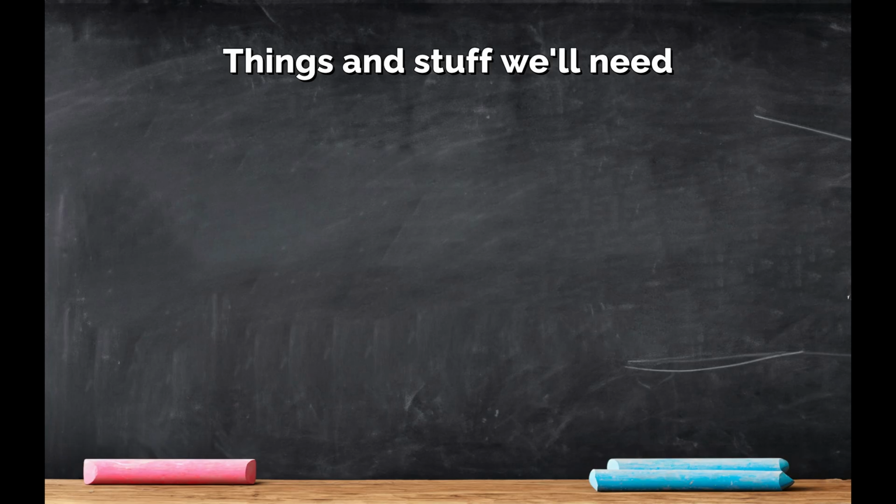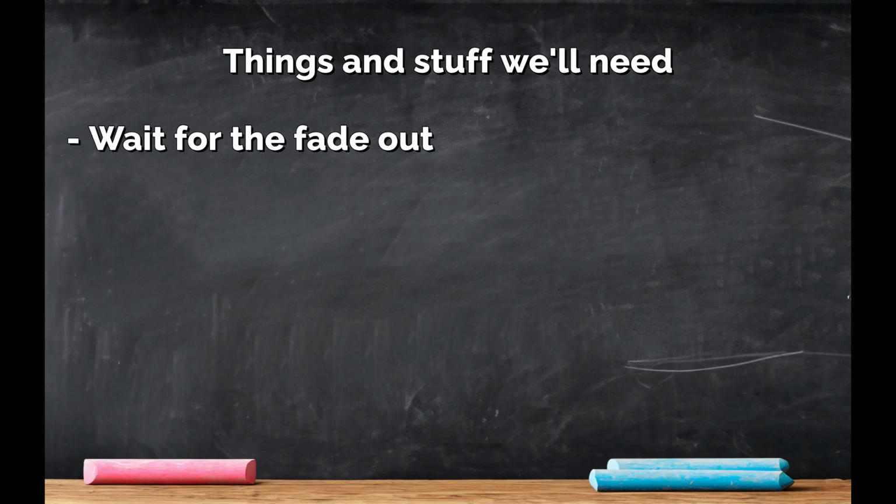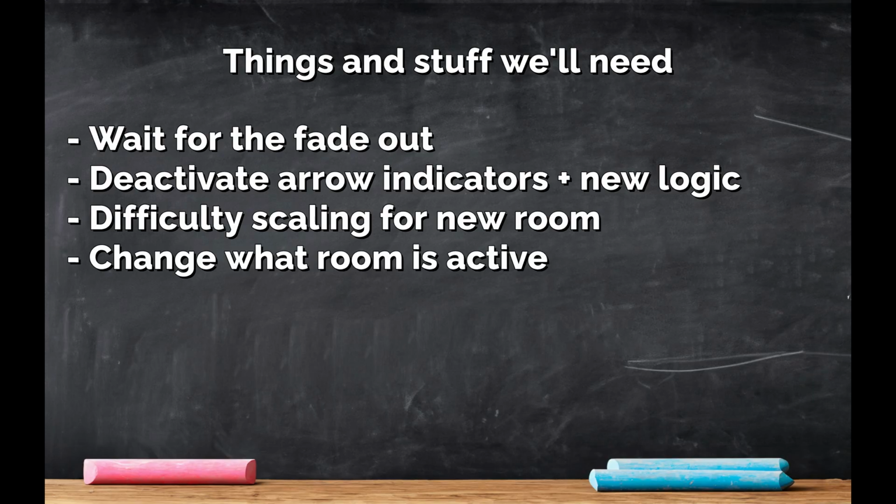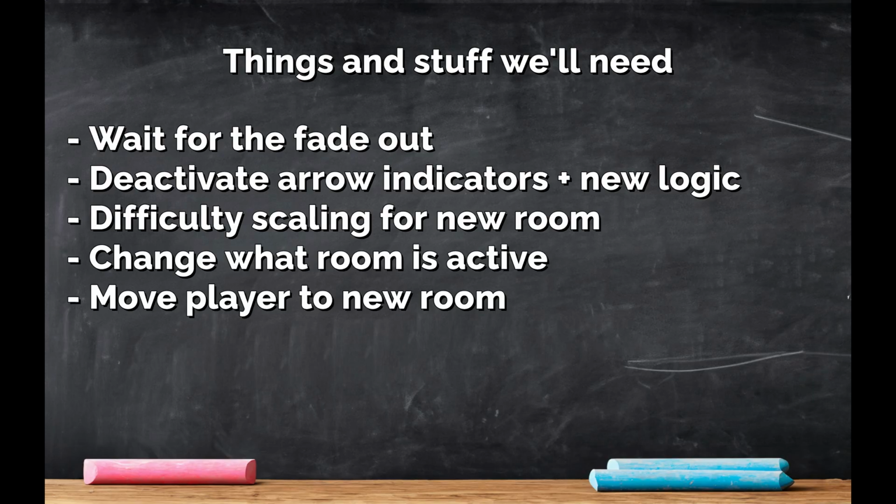Alright, so there's quite a lot of things that we're going to need to consider when setting all of this up, so let's quickly list them out, just so that we can see what we need to start. We'll need to wait for the fade out to be completely covering the screen before we start the logic. We'll need to deactivate the arrow indicators, and we'll also need to change up how this is working in the future, so that they're pointing at the correct doors when they complete the next room, but we'll come back to that later. We'll need to increase the wave count, change what room is active, move the player to the new room, and fade back into the game.